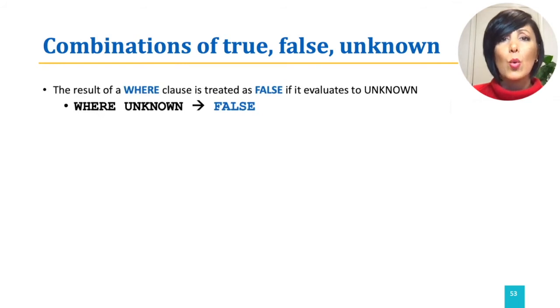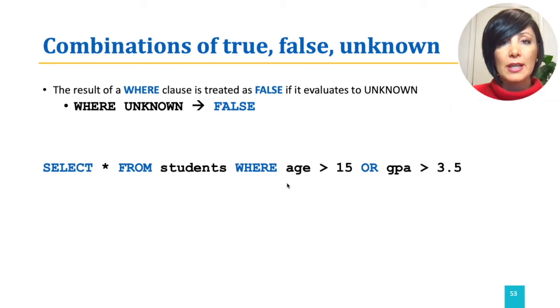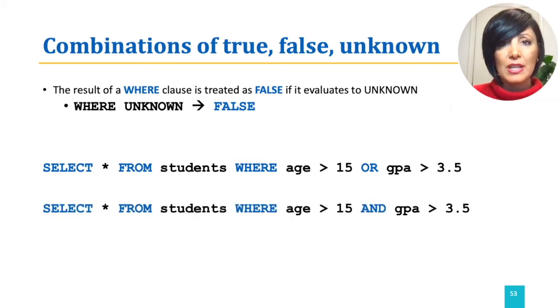What if we have or and and connectives? For example, select the star from students where age is greater than 15 or GPA is greater than 3.5. Or select star from students where age is greater than 15 and GPA is greater than 3.5. We know that the GPA comparison for the null values will evaluate to unknown. And we know unknown is treated like false. But what about the connectives?